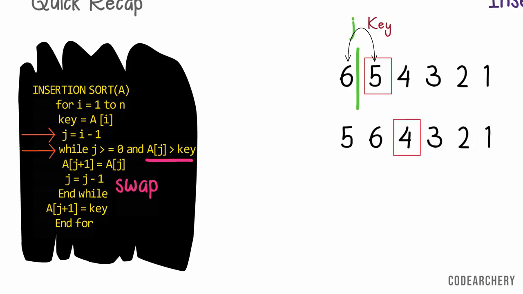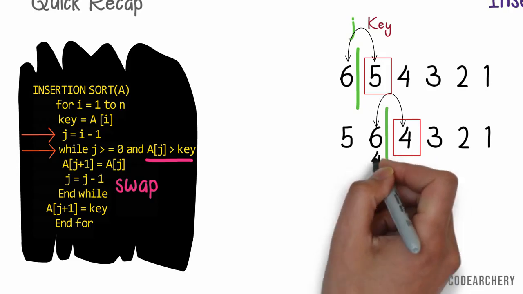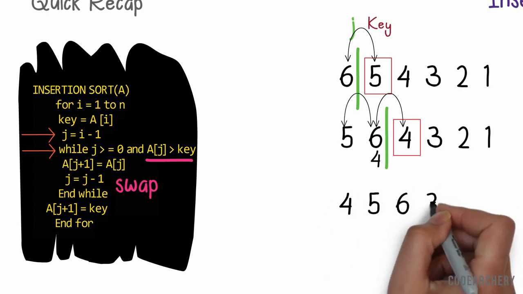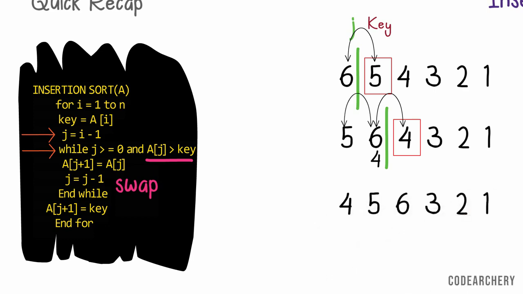Now our key is 4 and we'll compare 4 with its previous element. So 6 is greater than 4, then we swap. After swapping, again we compare 5 with 4. Since 4 is smaller, again we swap. Again we repeat the same process.